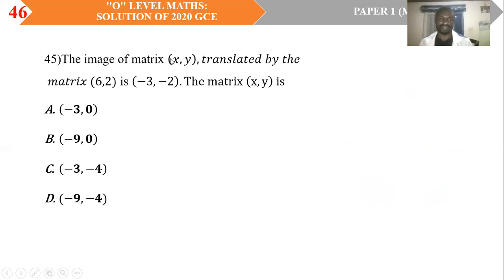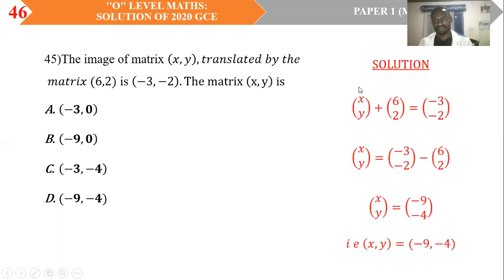Question 45. The image of the matrix XY translated by the matrix [6, 2] is [-3, -2]. The matrix XY is unknown. Now XY plus [6, 2] is equal to this. If we are told the image of the matrix XY, it means that if we take any matrix XY and translate it by the matrix [6, 2], we are going to have this as the image. So for any XY translated by [6, 2], we add the matrix [6, 2] and obtain the image.